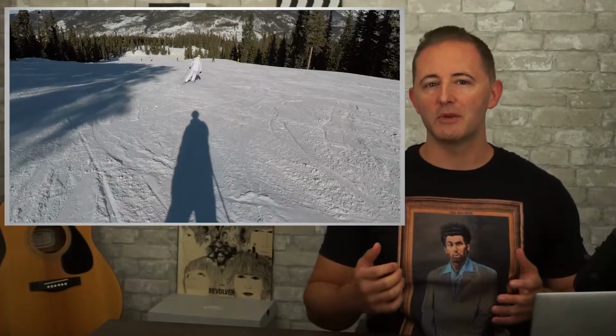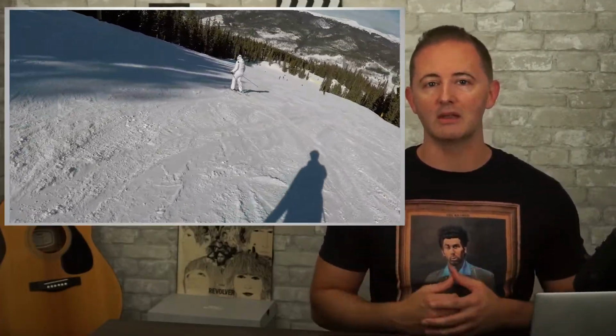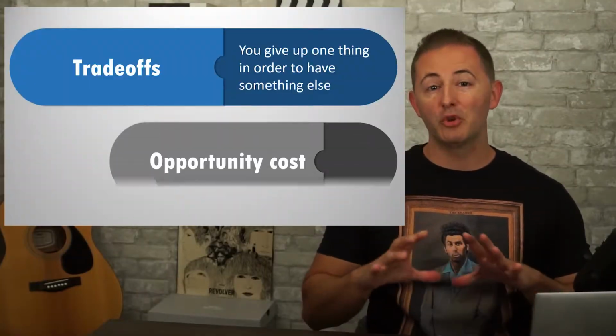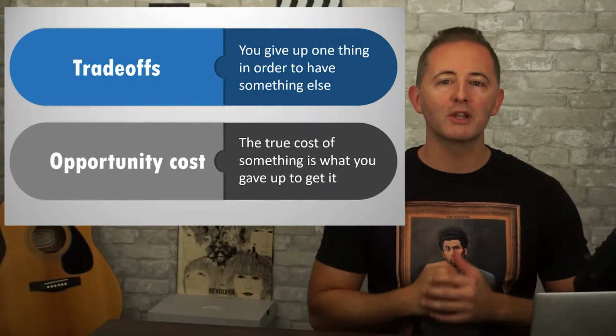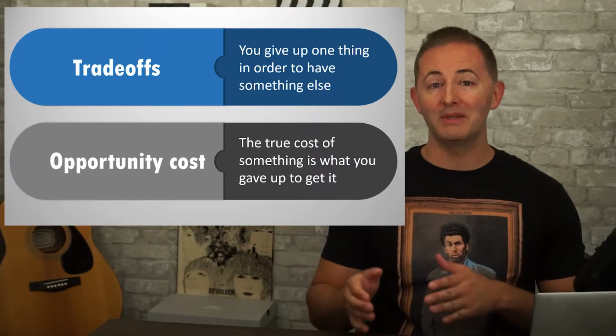If I go on a ski trip this weekend, that means I can't go snorkeling in the Florida Keys on that same weekend. Gotta make choices. Opportunity cost is one of the most important concepts in this whole class. The true cost of something is what you give up to get it.